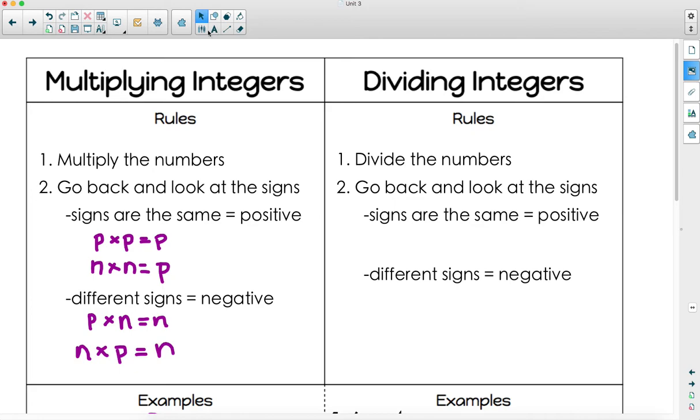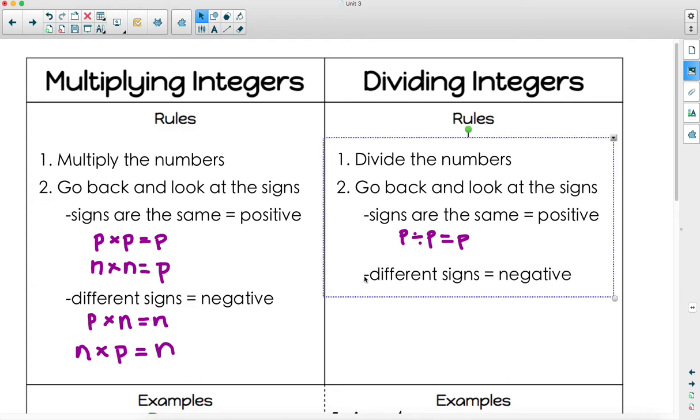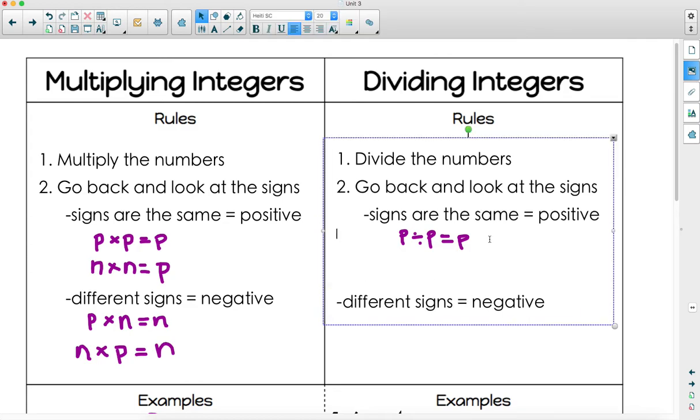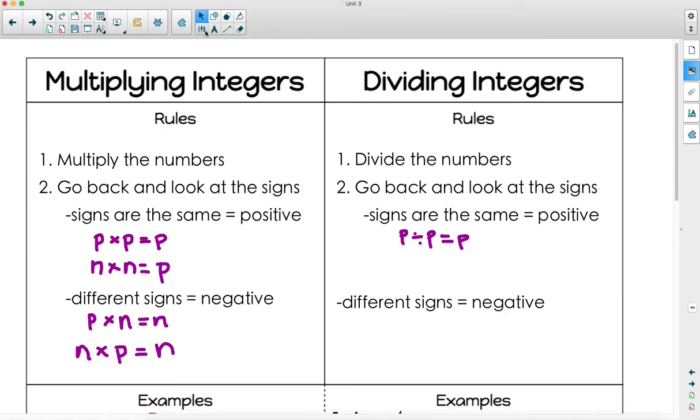So once I divide the numbers, I just go back and look. If the signs are the same, it's a positive. So positive divided by a positive equals a positive. Okay, so they're the same exact rules, just this time we're dividing instead of multiplying. So if I had a negative number divided by another negative number, since the signs are the same, it's going to equal a positive.